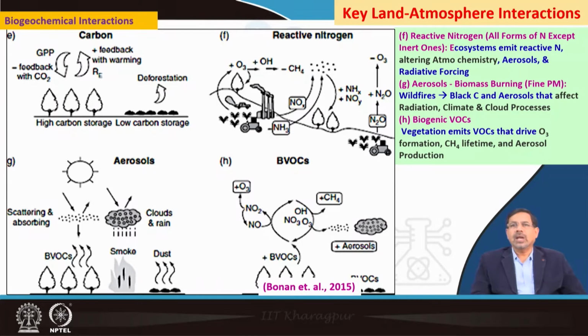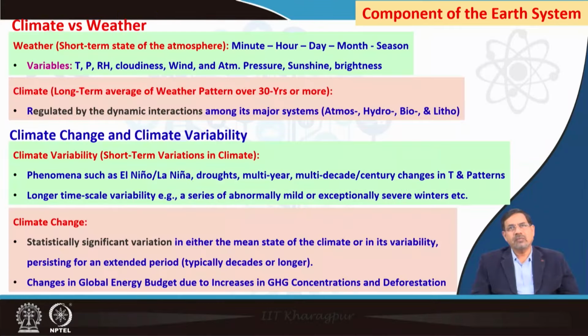Then coming to the volatile organic compounds, as far as the biogenic sources are concerned, vegetation also emits some VOCs that drive the ozone formation, methane lifetime, and the aerosol production processes. This is very well defined by Gordon Bonan in his book on ecological climatology, which has also been referred here. And let us come to the last but one slide that talks about climate versus weather, and climate change and climate variability.